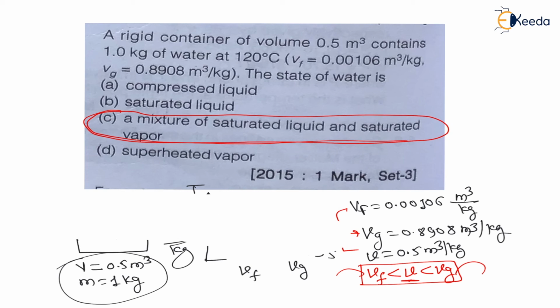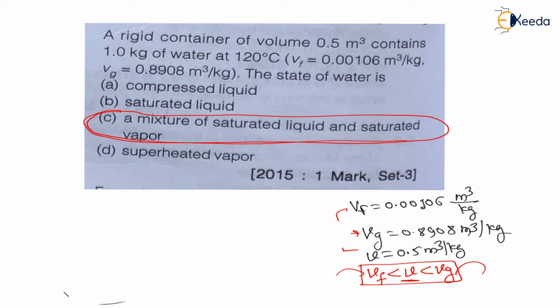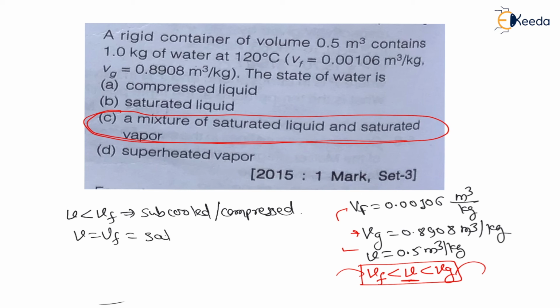Now by calculation, if the volume of the content is less than Vf, then it is a compressed liquid or subcooled state. It is subcooled liquid or compressed liquid, right? Compressed liquid, that means option A. Whenever V is equal to Vf, then it is saturated liquid state, that is option B. Saturated liquid state, that is option B.